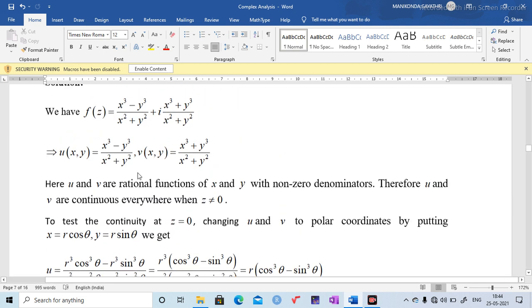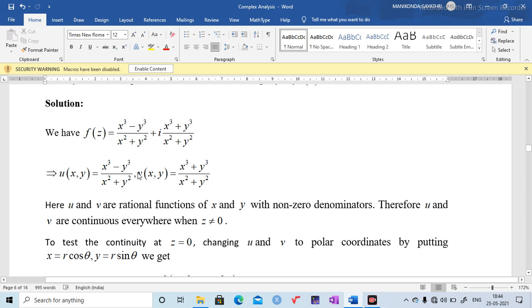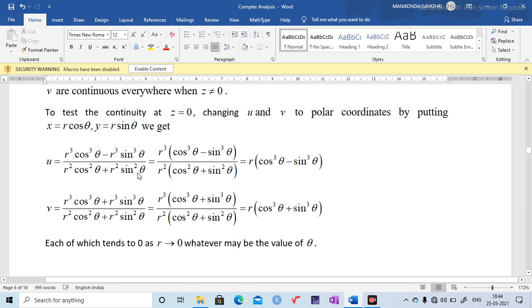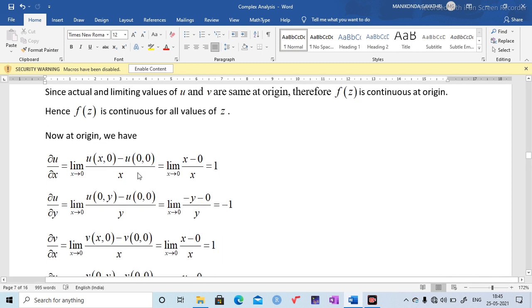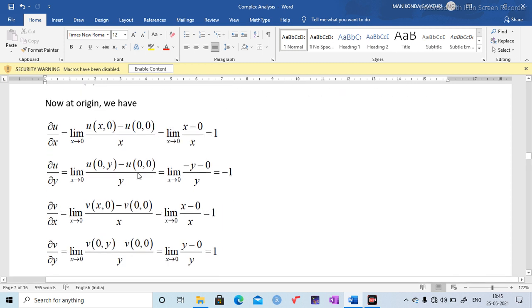Previously, f of z is continuous when z is not equal to 0. By combining both statements, we can easily say that f of z is continuous for all values of z. Now at the origin we have ∂u/∂x equal to, this is the definition of partial differentiation of u with respect to x at the origin.